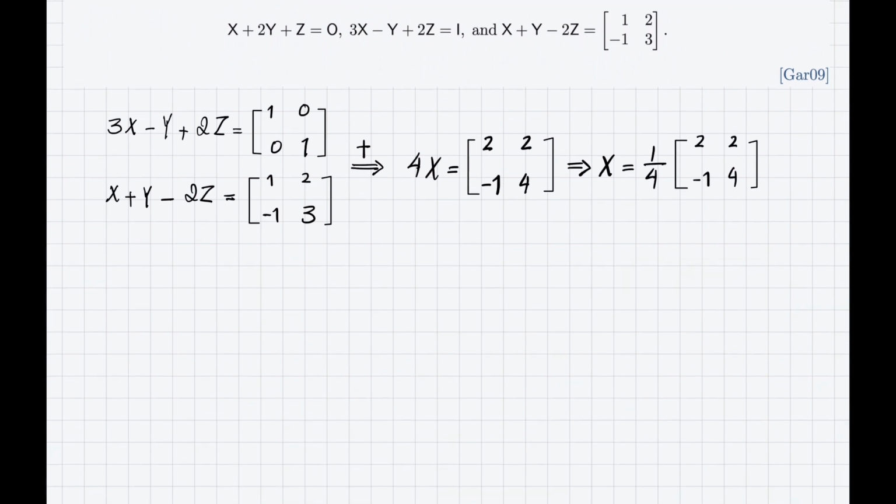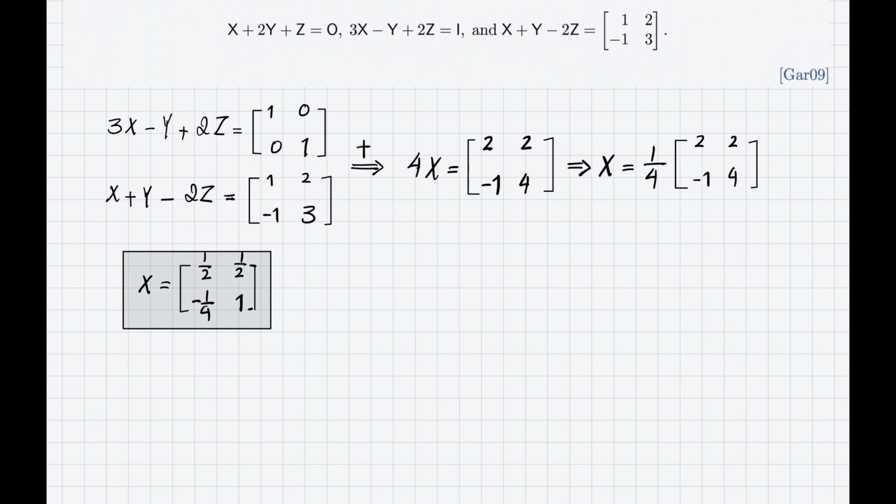So then what I get is that x is equal to, if I multiply 1 over 4 inside, it becomes 1 over 2. The next one also becomes 1 over 2, and then I will have minus 1 over 4, and then finally I will have 1. Yes? Okay. So this would be my x matrix.